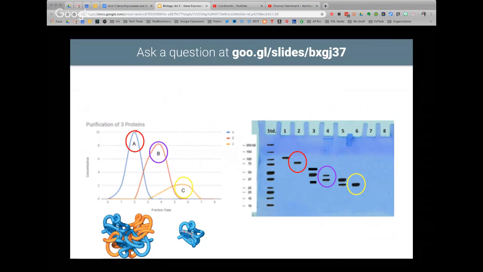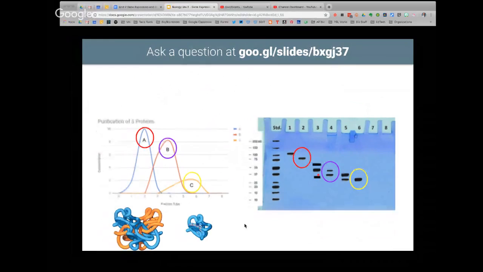We go over to our SDS-PAGE gel. If there's one band in fraction tube number 2, that means there's only one kind of protein there. We also have a purified protein in tube number one, but that's not the protein we're looking for. So one band on an SDS-PAGE tells us we have a pure protein. If we have multiple bands, that means tube three has like three different proteins in it, which is not a purified form.